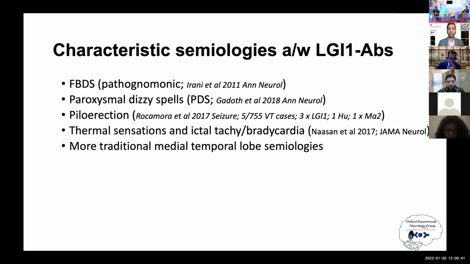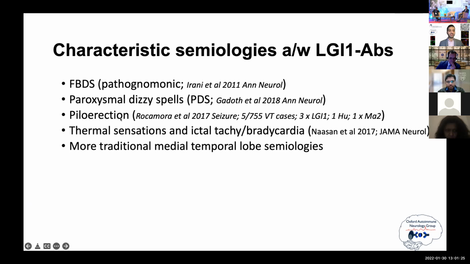But I think the real hallmark of this disorder is seizures. And I think the seizures are highly characteristic and have a number of unusual features. First of all, semiology. You've heard about facial-brachial dystonic seizures. I would say these are pathognomonic. I've never seen a video where I've been convinced that's the right clinical disorder without the presence of LGI1 antibodies. Another unusual, but again, characteristic feature are these paroxysmal dizzy spells, which are very brief episodes, which have a number of associated ictal features, but they're just very brief episodes of intense dizziness. So very unusual seizure semiology.